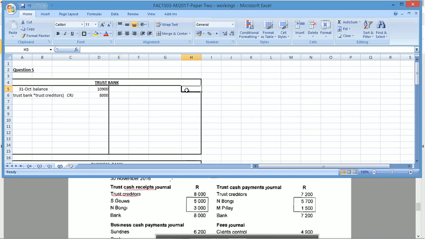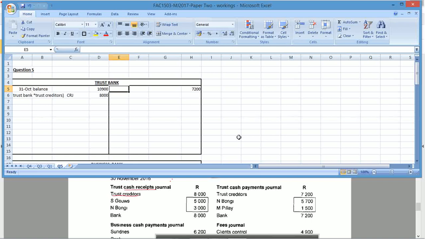By 7,200, yes. Okay, I will just put an asterisk here. You could try use something in the question to describe it. If you said creditors as per CPJ, no, you can't say creditors. I'm trying to think now, what is it called? This is called a payment of, let's think now, what is this?